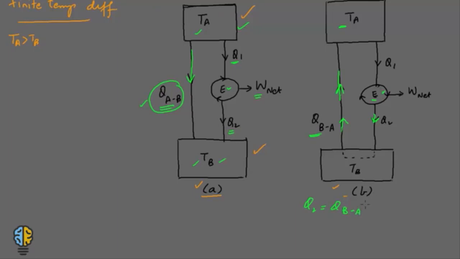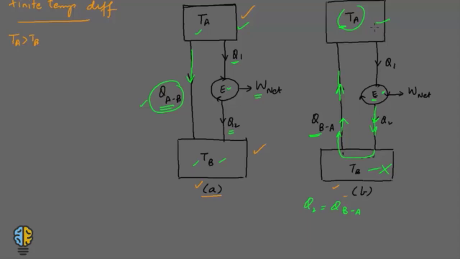If this is the case, it eliminates the necessity of the sink. You can remove this sink because whatever heat is being rejected from the engine is directly being fed to the thermal energy reservoir A. So if you remove the sink B, the net result is a cycle which is only exchanging heat with A. So it violates the Kelvin-Planck statement.